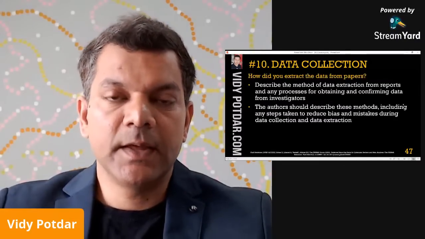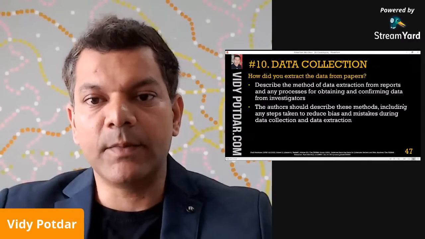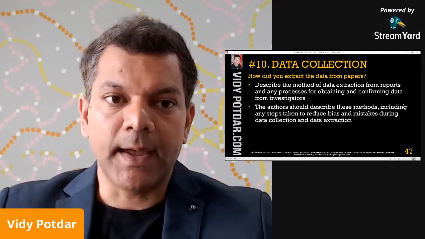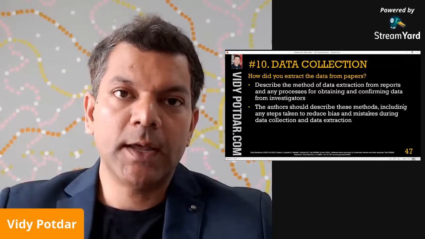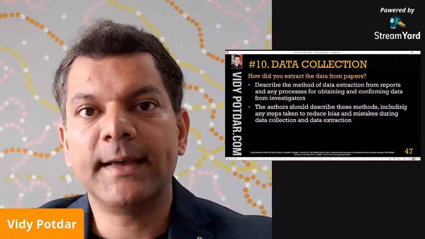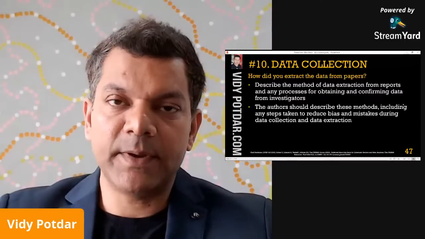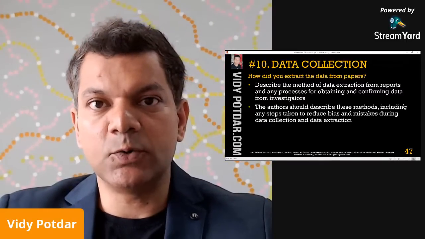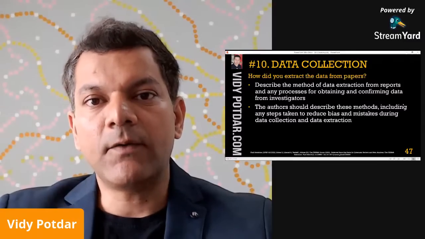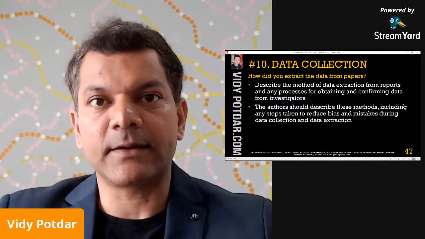Data collection. This is the most important part because here you have to describe how you collected information from the paper. And in your research protocol, you need to mention what information you are going to gather from every study. So if you have selected empirical research papers for your SLR, you have to make a list of items that you're going to extract from each paper.